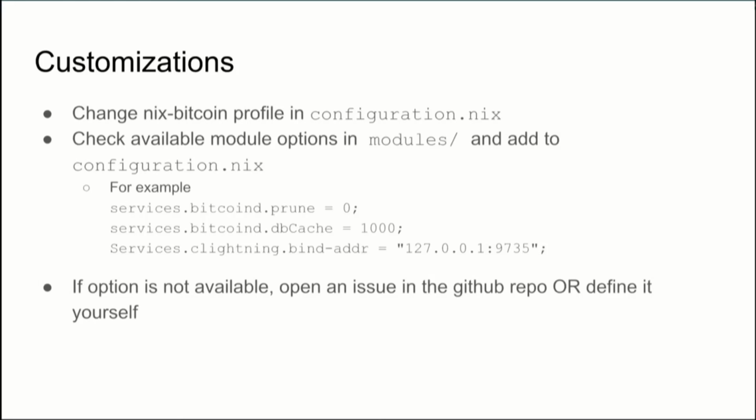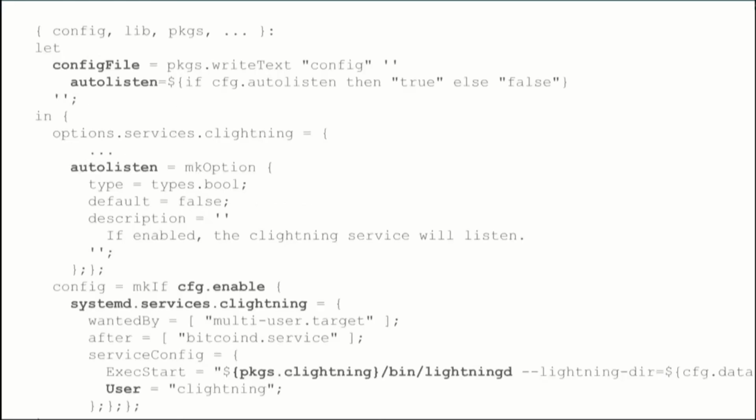So let's look into the C Lightning module. This is a Nix expression, a function taking configuration, library, packages. And here it writes the configuration file. So you see autolisten is the option that defines whether C Lightning should listen or not. And that is set to a Nix expression, which says that if the option autolisten is true, then we put the string true there, or else we put the string false there.